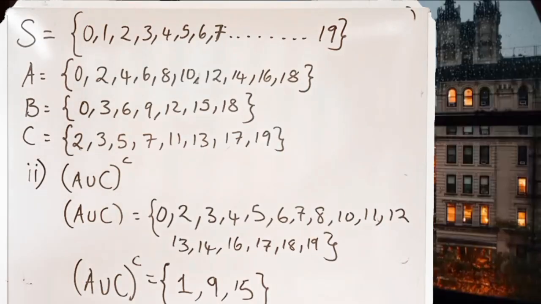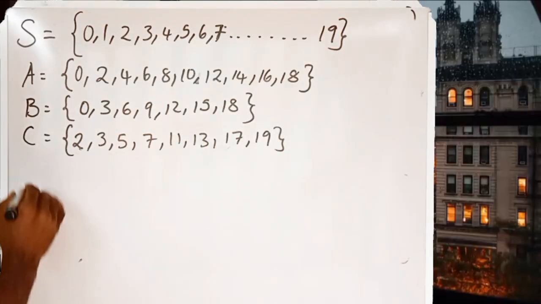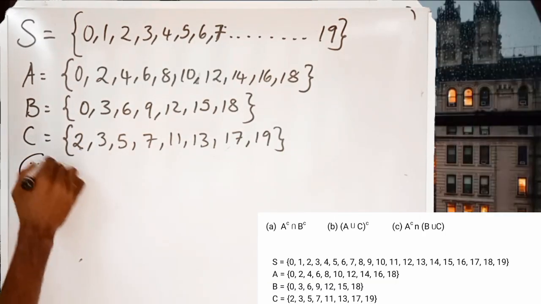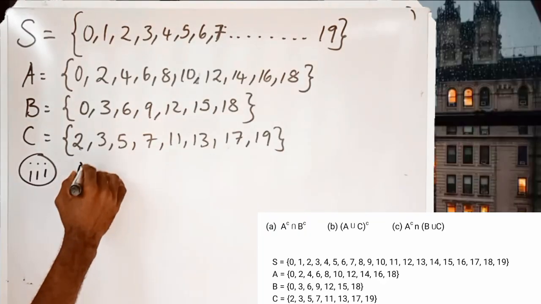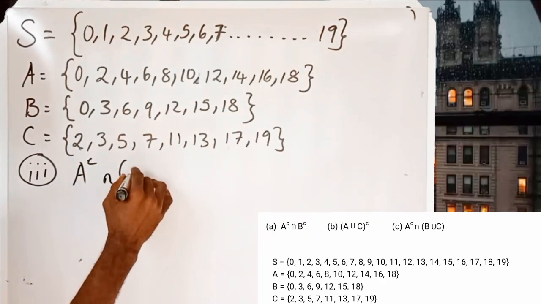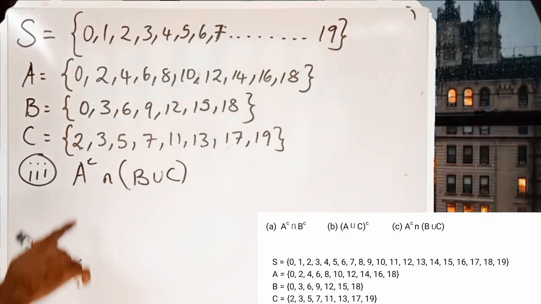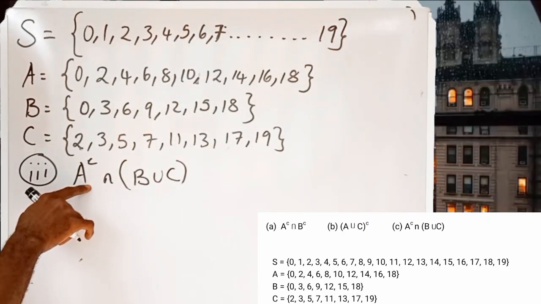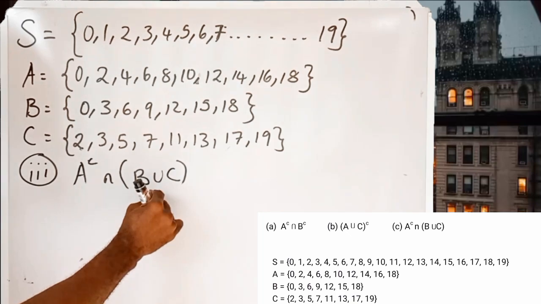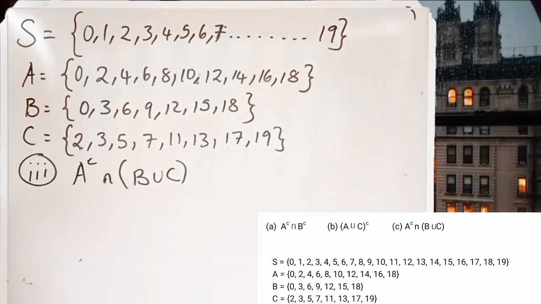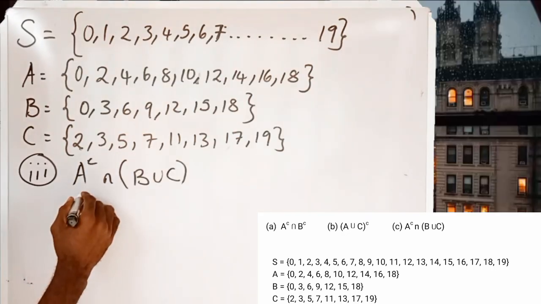Over to the last example in this section. Is A complement intersect B union C? Just as it is listed. I first need to know what A complement is. Then I need to know what B union C is. And at last I can look for the common element between them. So let's get right away.